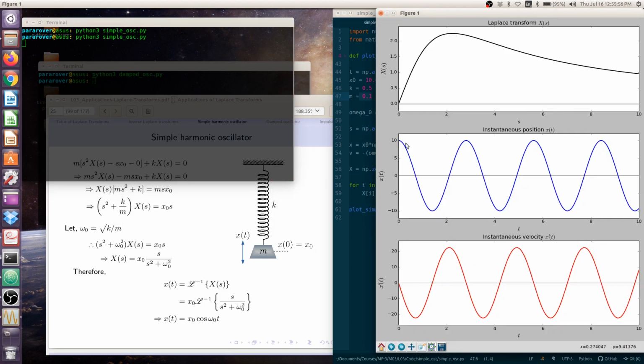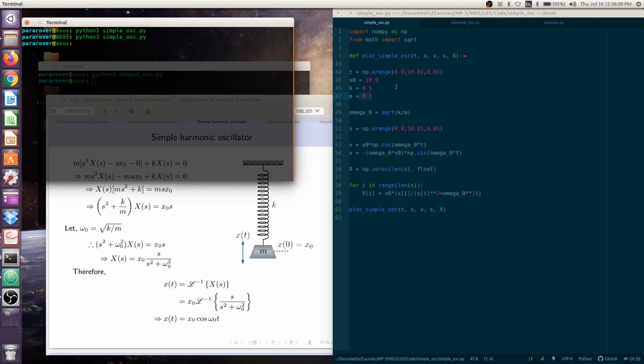So this is the instantaneous position. It's a cos graph because it starts from the maximum position. This will be the instantaneous velocity, and this is how the Laplace transform will look. You could just play around with this. You could change the value of k. It was 0.5, let's say I make it 1.